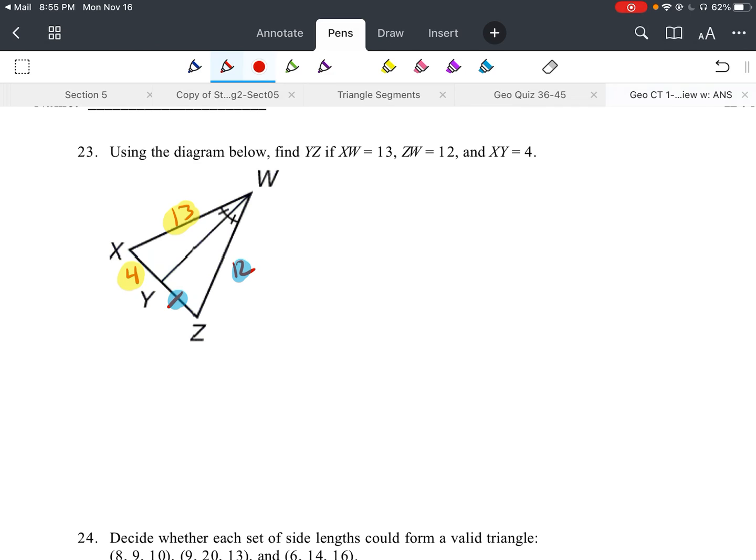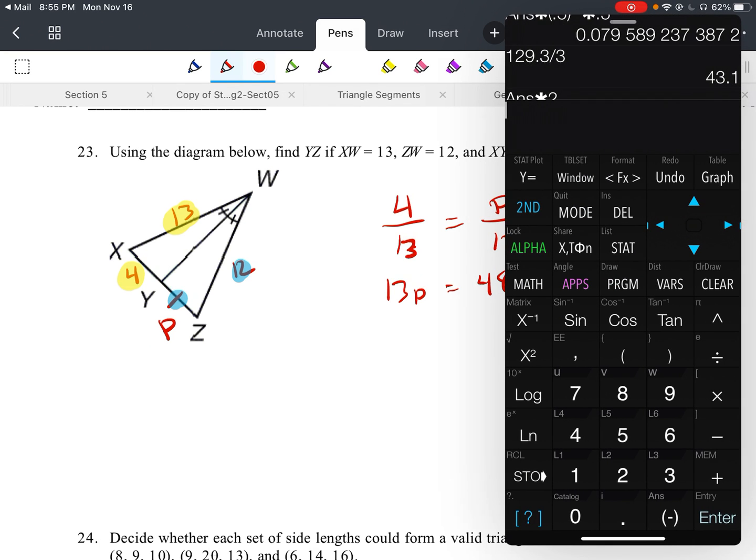Okay, so let's set up a proportion. They're like proportional to each other. So 4 is to 13. You can do it that way. Just like unknown value, we'll call it P because, I don't know. P is to 12. We'll cross multiply 13 P equals 4 times 12. And 4 times 12 is 48. And then we'll do 13.